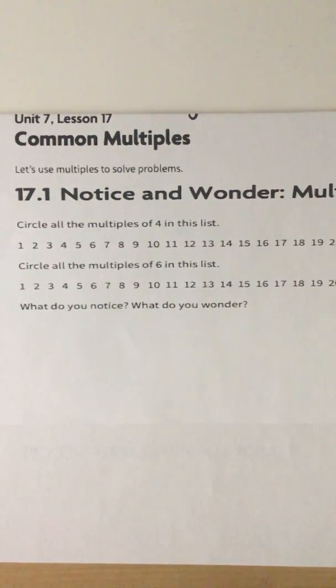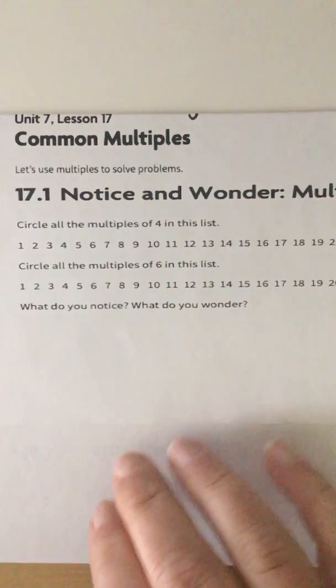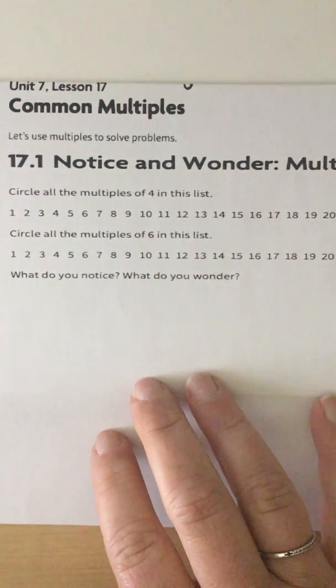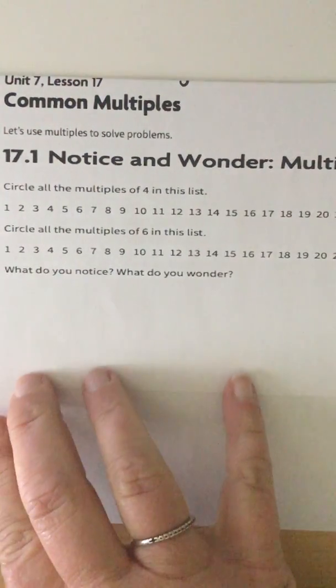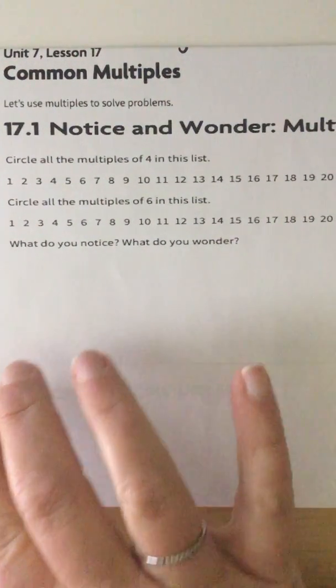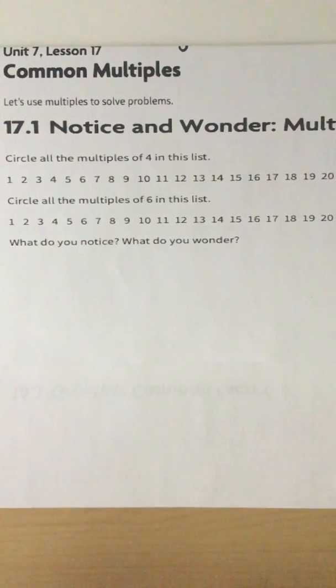Okay, so this is Unit 7, Lesson 17. We're going to be reviewing common multiples. So for your first activity, it's a notice and wonder. It says circle all the multiples of 4 in the first list, circle all the multiples of 6 in this list, and then what do you notice, what do you wonder?